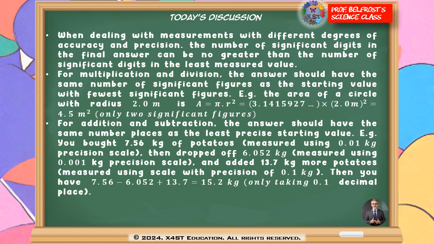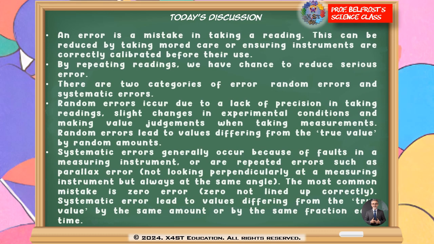But because we are limited to express it to the least precise starting value, which is the least precise starting value? That is 13.7. So we just use one decimal place, 0.1 decimal place here, okay? So we express it as 15.2 kilograms. You can round off. The rounding off rule, I will not explain it again.